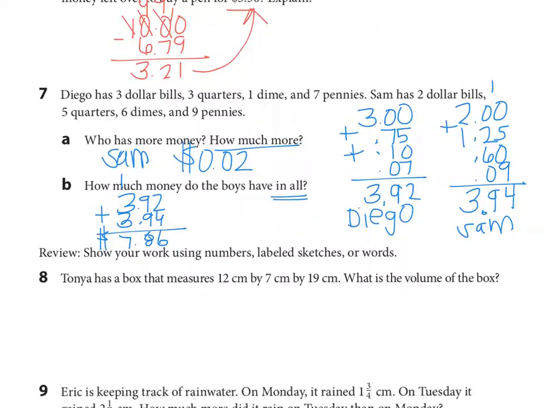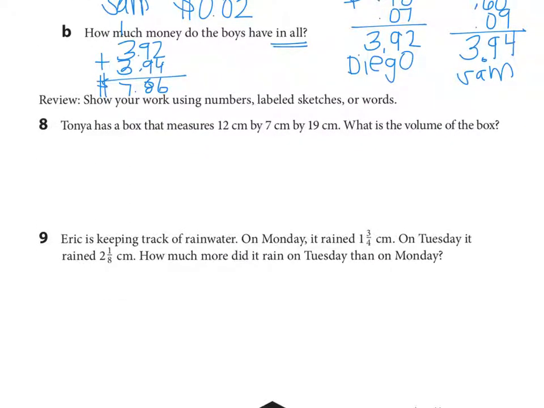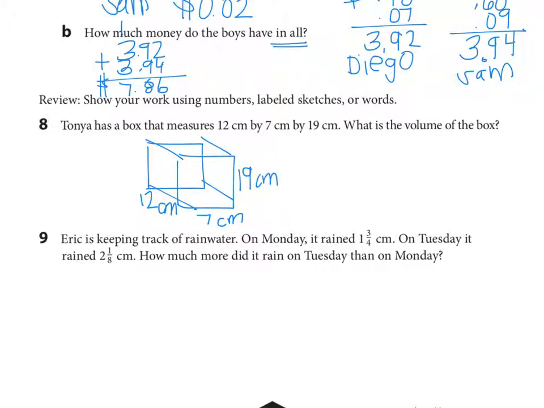Review. It says, show your work using numbers, labels, sketches, or words. It says, Tanya has a box that measures 12 centimeters by 7 centimeters by 19 centimeters. What is the volume of the box? So again, this is review. We're talking about a box. We know a box is a 3D object. And so we know it's 12 centimeters on one side by 7 centimeters on another side, maybe 19 centimeters as the height. What is the volume? So I know to find volume, it's length times width times height. I'm going to multiply all 3 dimensions. So 12 times 7 times 19.